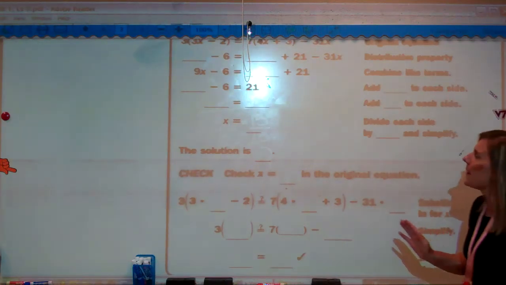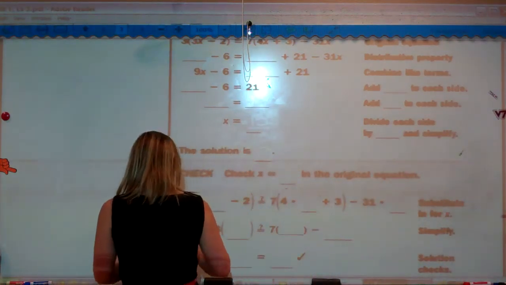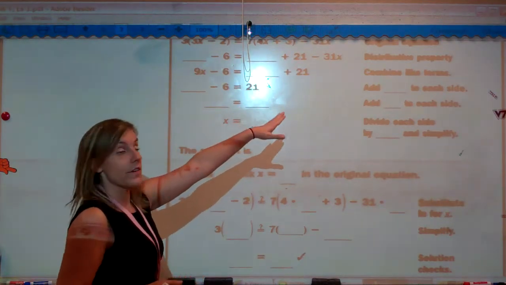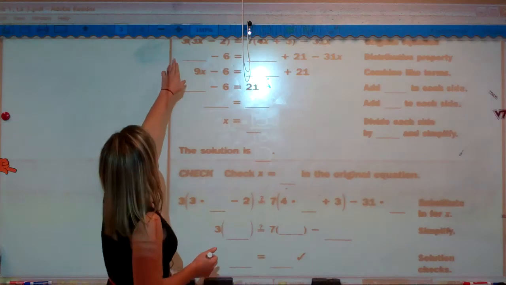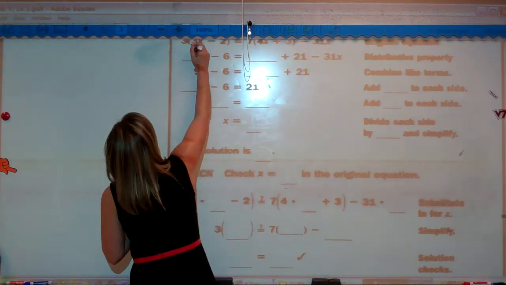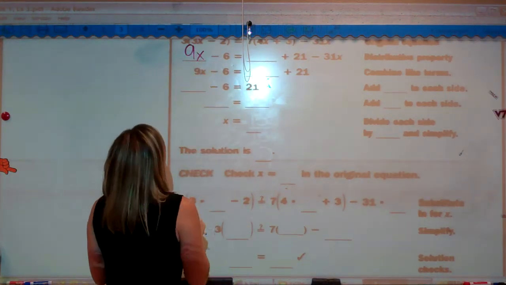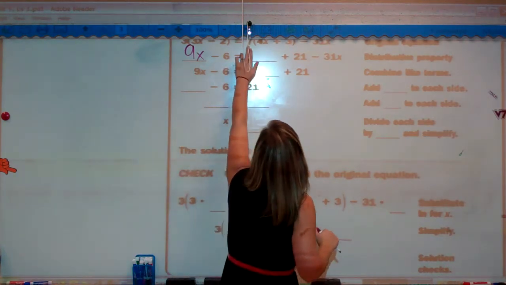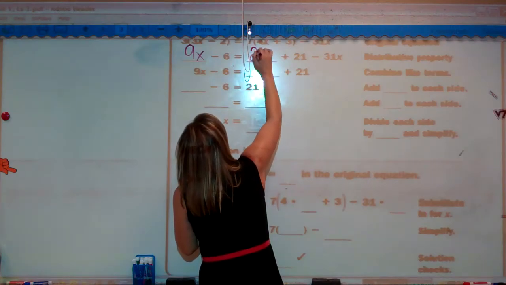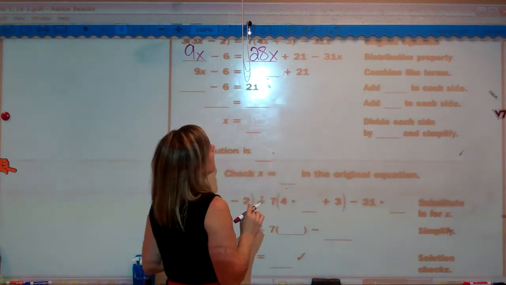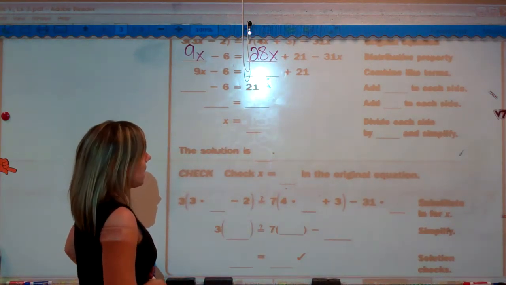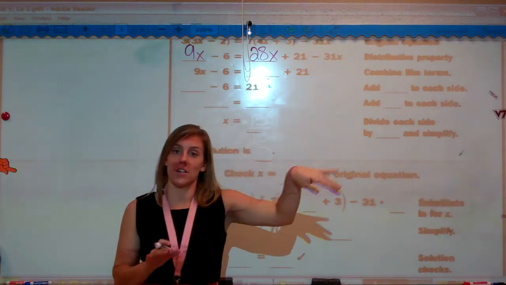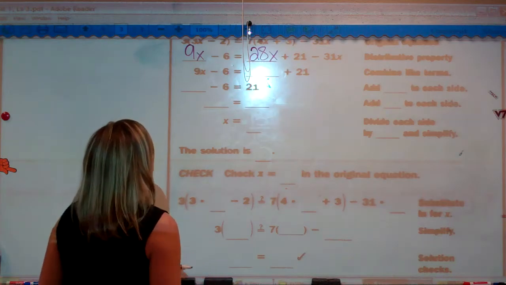All right, so let's go through, and we know that the first thing we should do, and it says it over here to the side, is distribute. So 3 times 3x is 9x. Okay, and then 3 times negative 2 is negative 6. Then here we have 7 times 4x is 28x. 7 times 3 is 21, so that's fine. And then minus 31x off to the end because it wasn't inside the parentheses.